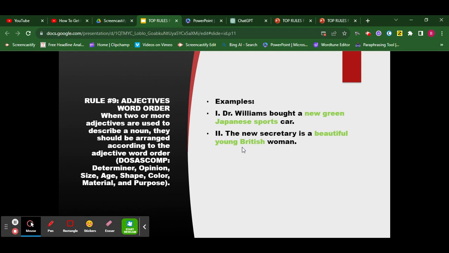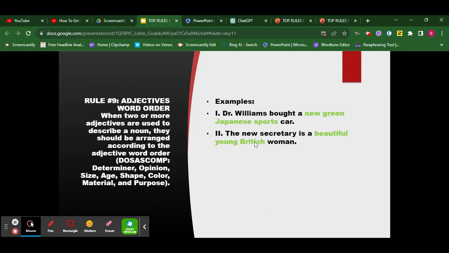Okay. Second example: the new secretary is a beautiful young British woman. You see, beautiful is opinion. So after the determiner, this second O in those as comp is opinion. So when you say someone is beautiful, it's an opinion adjective. Okay. Then young is age. After opinion, then you have size, and then you have age. So age comes after opinion, and that is the way it is arranged.